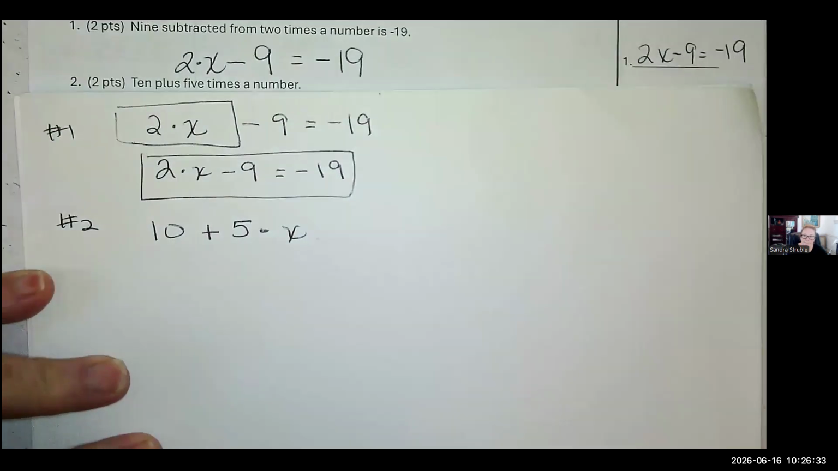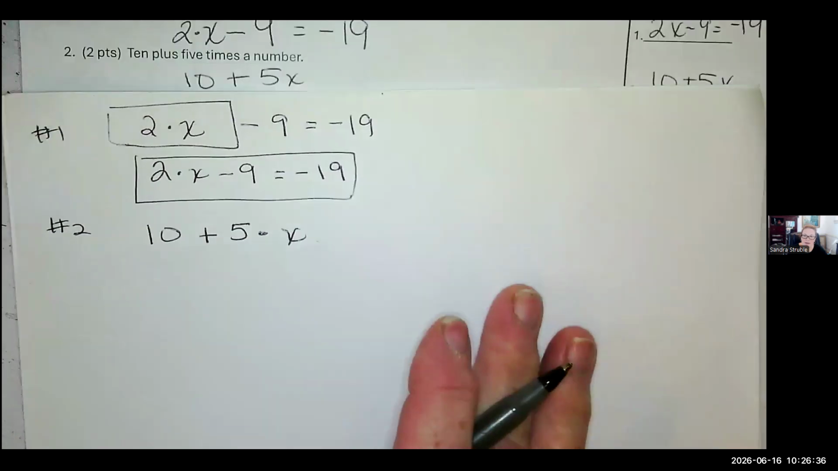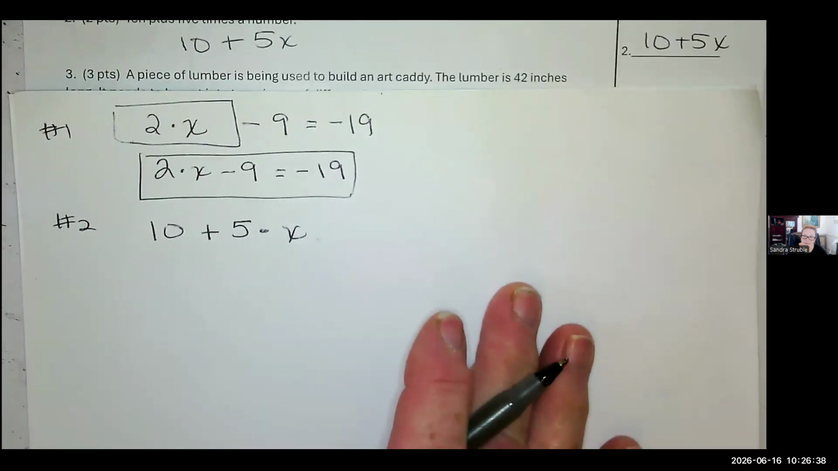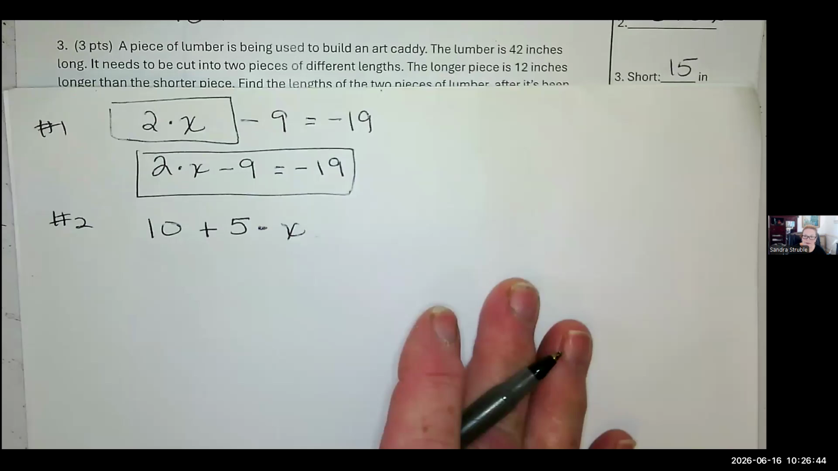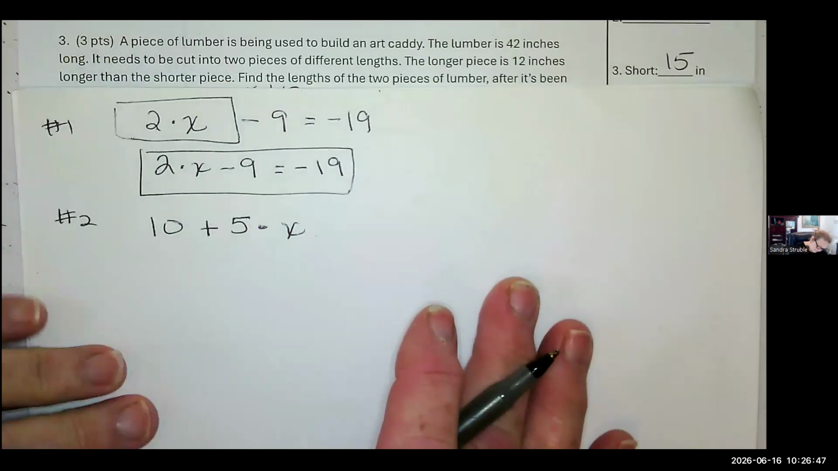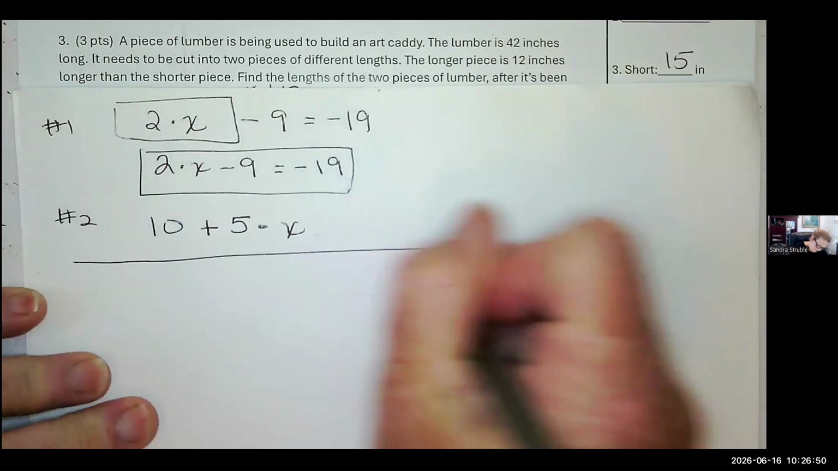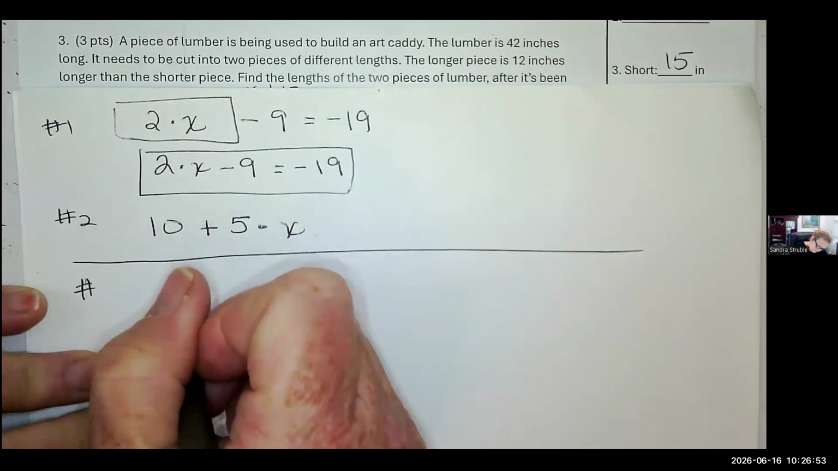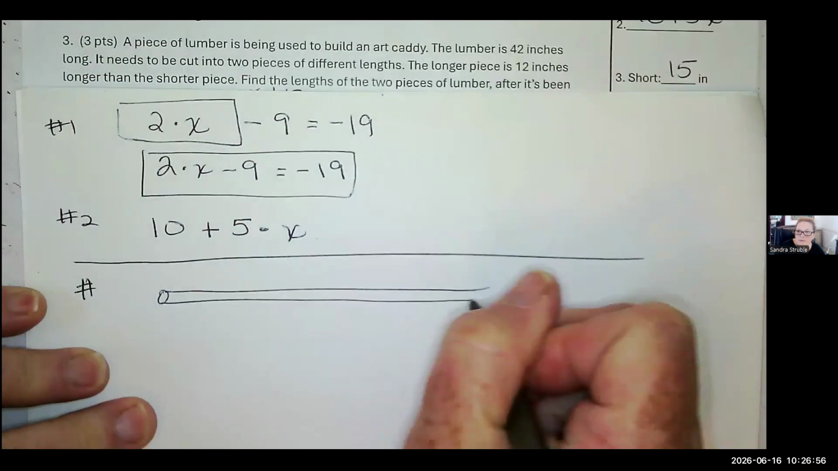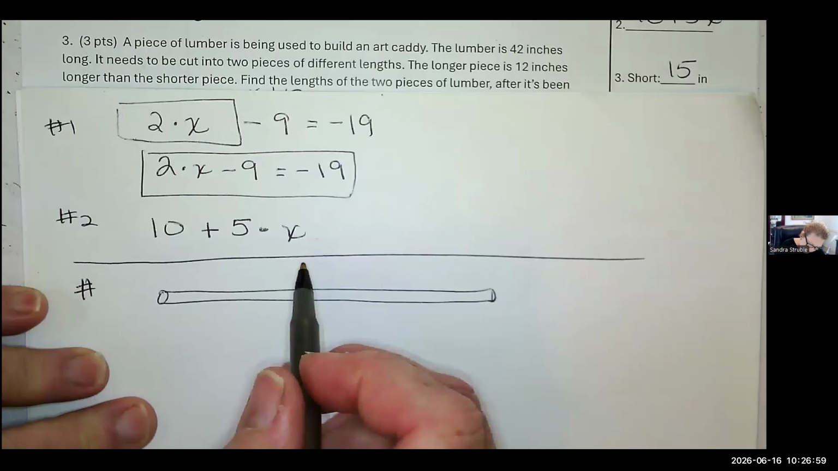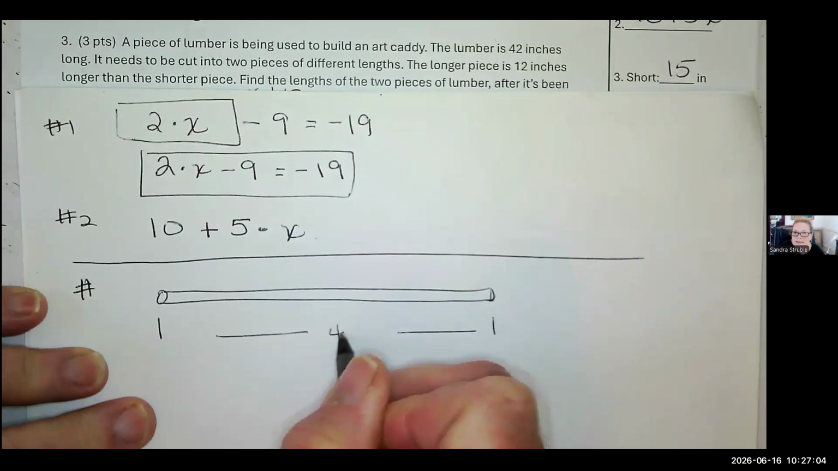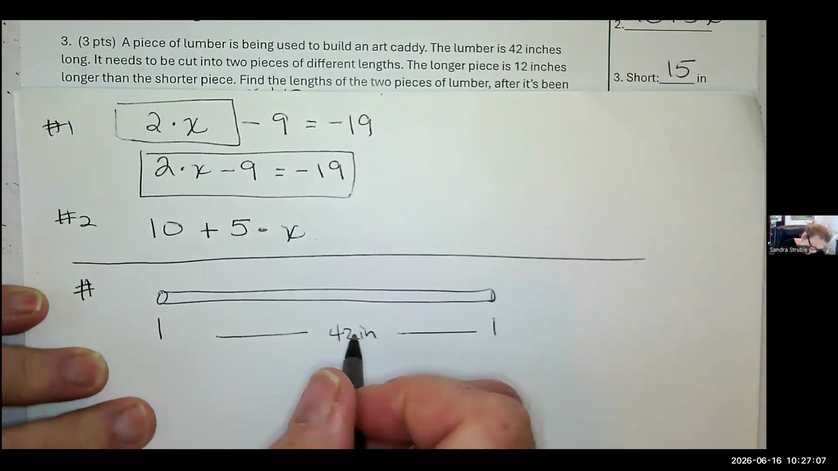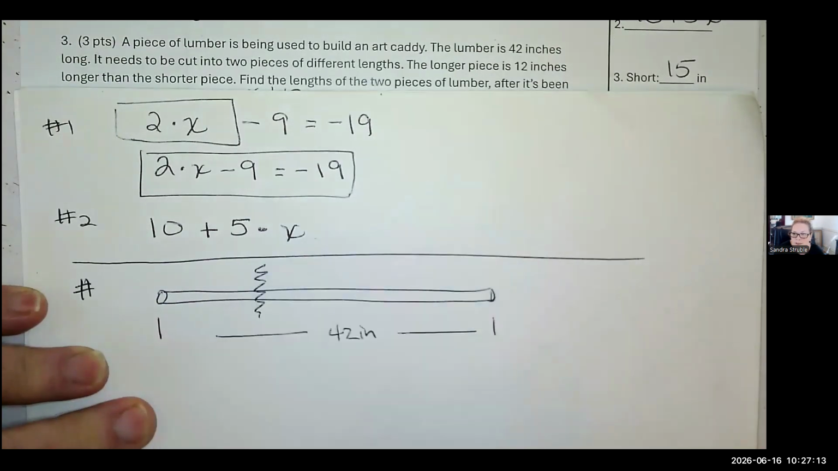Okay. The next one is a piece of lumber is being used to build an art caddy. The lumber is 42 inches long and it needs to be cut into 2 pieces of different length. So we've got a piece of lumber, and the lumber is 42 inches long. So from here to here, the entire thing is 42 inches. And it says it needs to be cut into 2 pieces of different lengths. We'll cut it right there. The longer piece is 12 inches longer than the shorter piece.